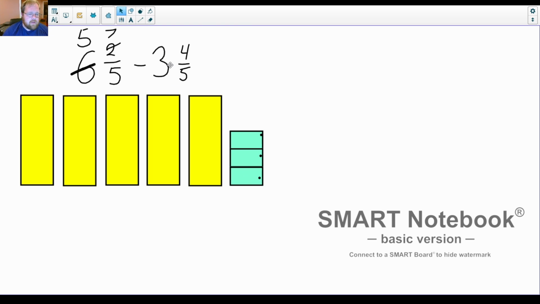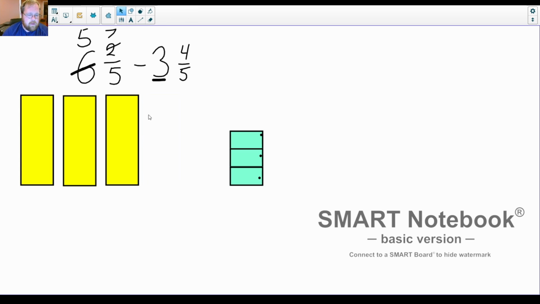Now how many wholes are we taking away? So we did the fifths. Now we're taking away 3 wholes. Very good. So 1 whole, 2 whole, and 3 wholes. And we also know that 5 minus 3 is 2. And we have 1 fifth, 2 fifths, 3 fifths left.